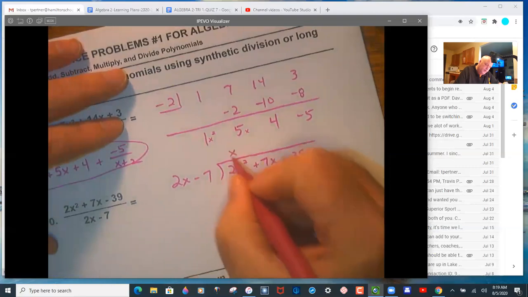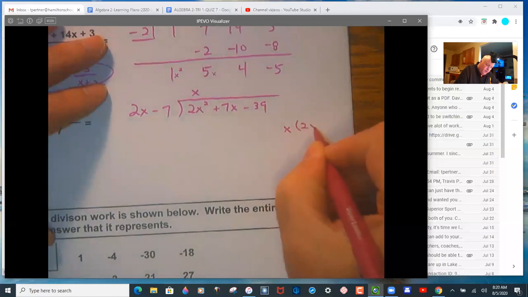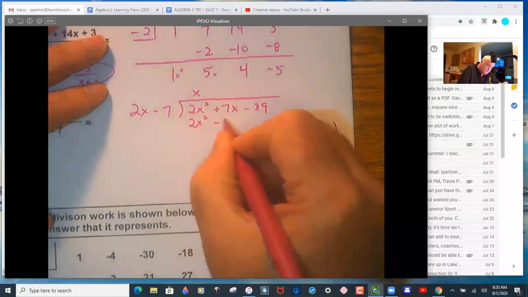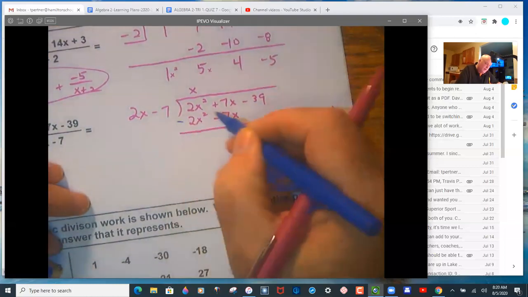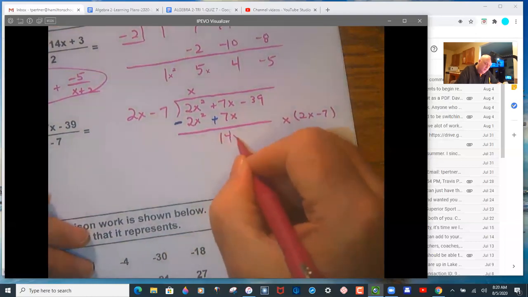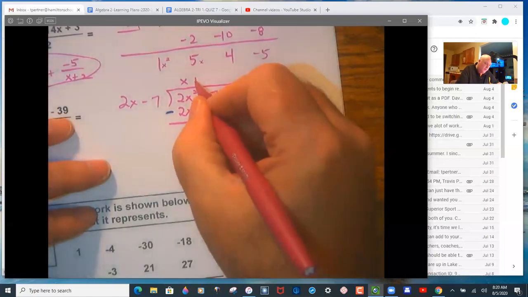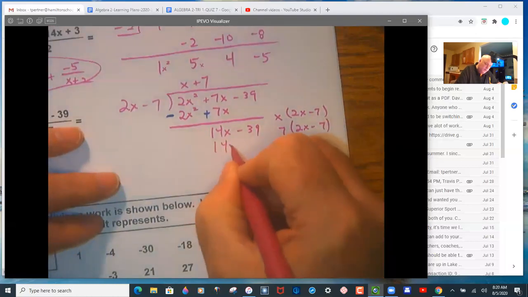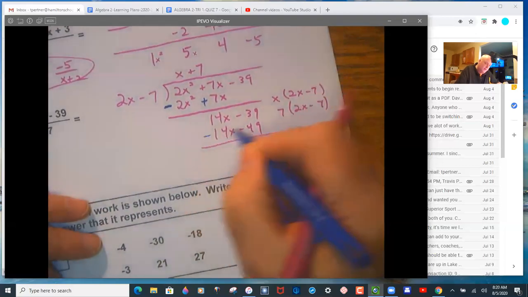So 2x into 2x squared goes x times. Then you're just going to come across over here and do this product. Write the product out. So 2x squared minus 7x. So you're going to draw the line and change the sign. And then add. This is 14x minus 39 and drop down. This is always going to drop out. 2x into 14x goes 7 times. So now you come over here and do this product. So 14x minus 49. Draw the line, change the sign, and add.